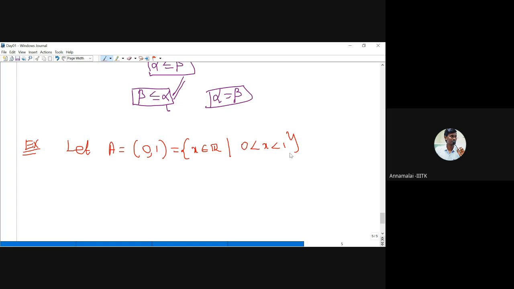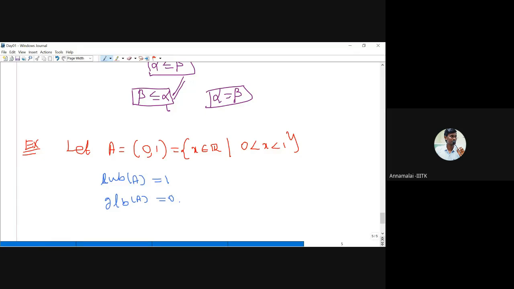Now, what is the LUB? Clearly, any number bigger than 1 is an upper bound, and any number below 0 is a lower bound. So therefore the LUB of A is 1. So first we have to prove this one. We are guessing that the LUB is 1 and the GLB of A is 0. We are guessing this, but we have to prove it.